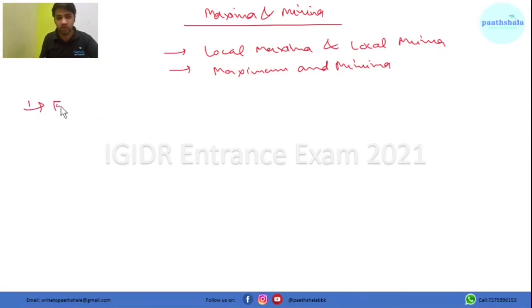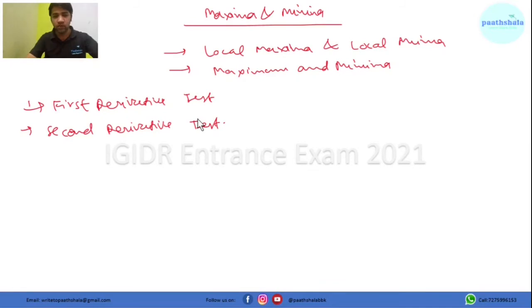One is called the first derivative test, and the second is called the second derivative test. For solving such questions, we are not going into detail about what the first derivative and the second derivative are. I'll explain with the help of an example. So let's take example one.